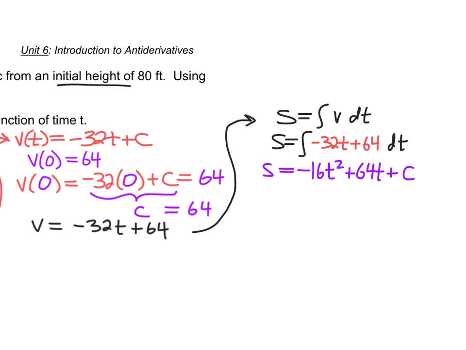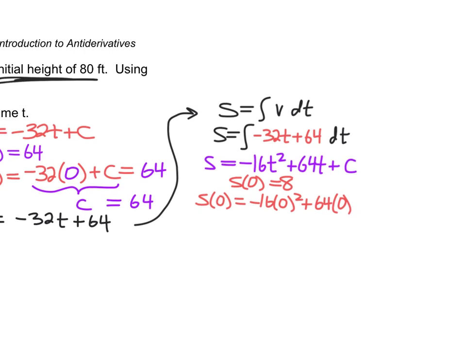They give us another condition. If you're doing two antiderivatives, you're going to need two conditions. Here it's that the initial height is equal to 80. So that's telling us that S of 0 is equal to 80. So S of 0, I'll show the work, negative 16 times 0 squared. When you do this on your own, in a lot of cases you won't have to show the work, but in some cases they don't clean up as simply as these do. 80.